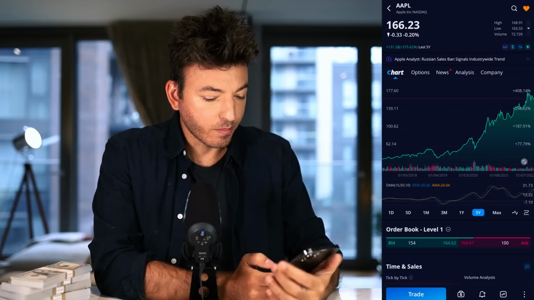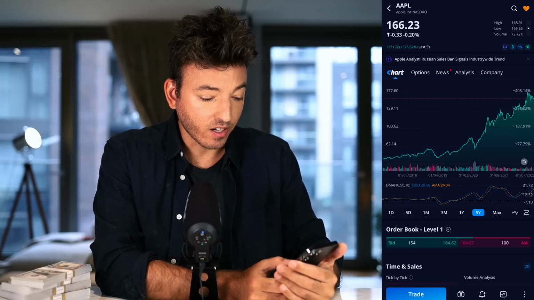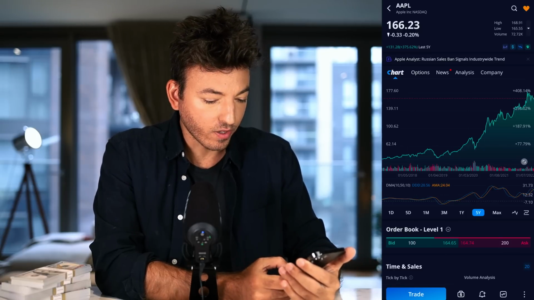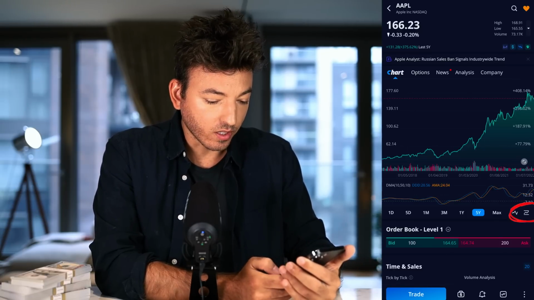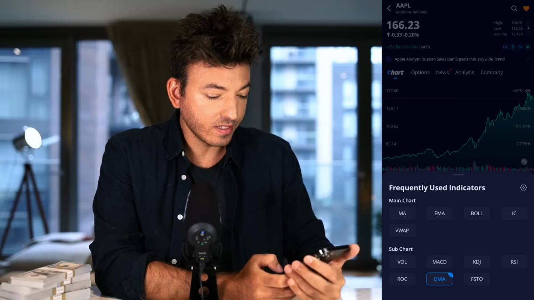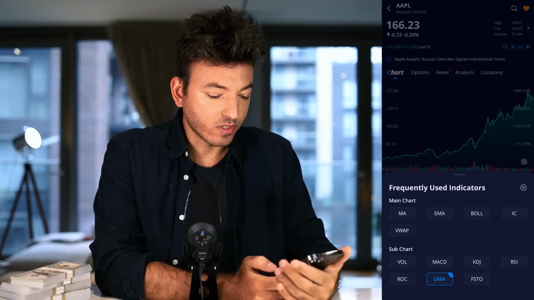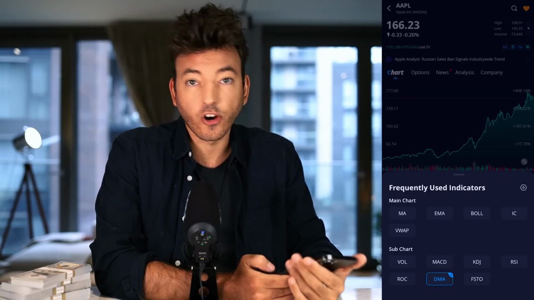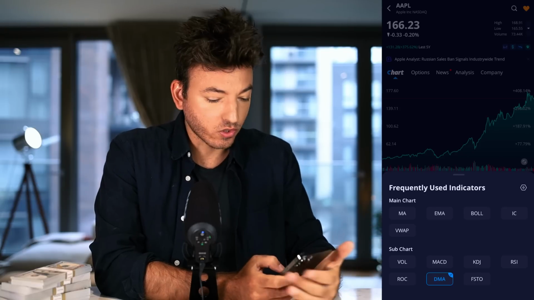So what I really like about this platform is that it has, on the bottom of the chart, indicators that might be useful in technical analysis. Right now I have a moving average on. You can click over here and choose from a bunch of different frequently used indicators. Sometimes I would use things like the Bollinger Bands if I'm trading iron condors, or I would use RSI to see if a stock is oversold.